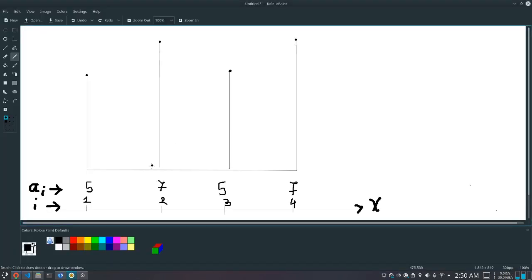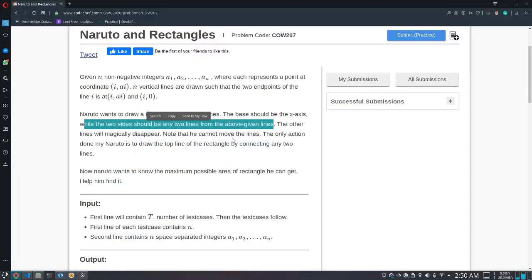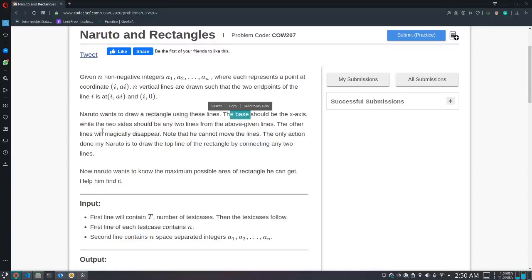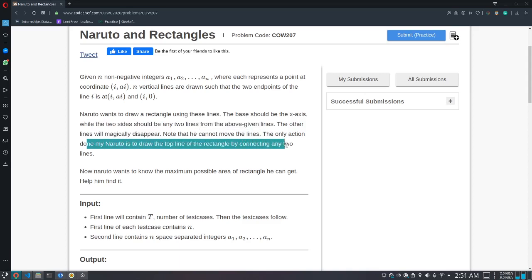So the base is going to be the x-axis, while the two sides should be any two lines from the given lines. The other lines will magically disappear. Note that he cannot move the lines. The only action done by Naruto is to draw the top line of the rectangle by connecting any two lines.